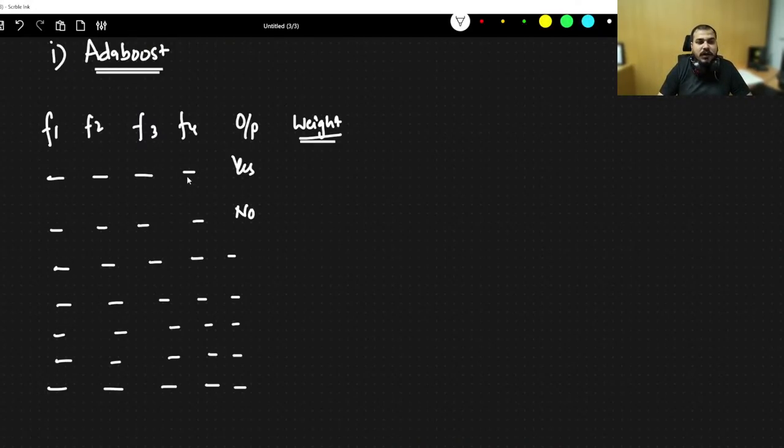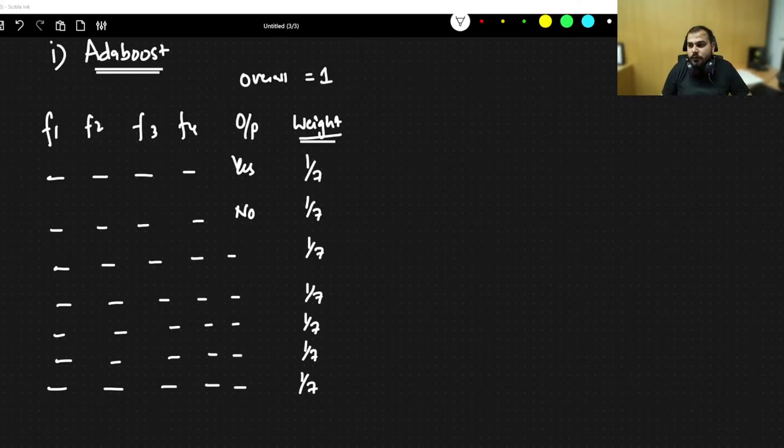Every record has to get an equal weight between 0 and 1, so the overall sum of the weights should be 1. In this case, if I give 1 by 7, 1 by 7, 1 by 7 to every record, this will definitely be equal weights to all, right? And if I do the total sum, it will obviously be 1, right? I hope everybody is able to understand till here. Now, let's go to the next one.